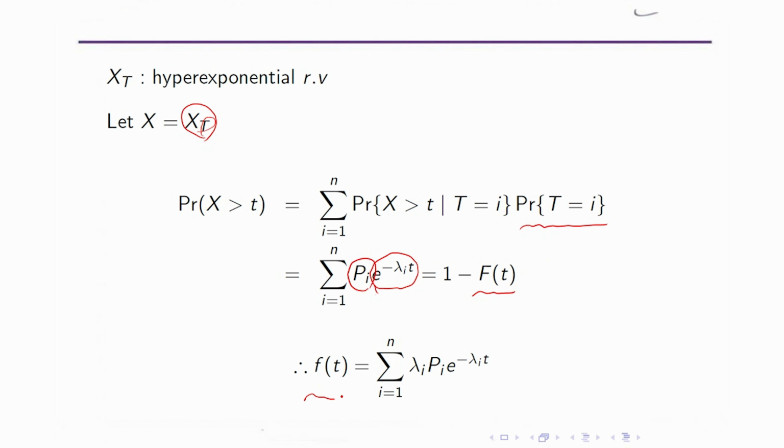So the PDF will be, we can just take the derivative with respect to t in here, right? 1 minus, and then you take the derivative with respect to t. So we have the result like this.